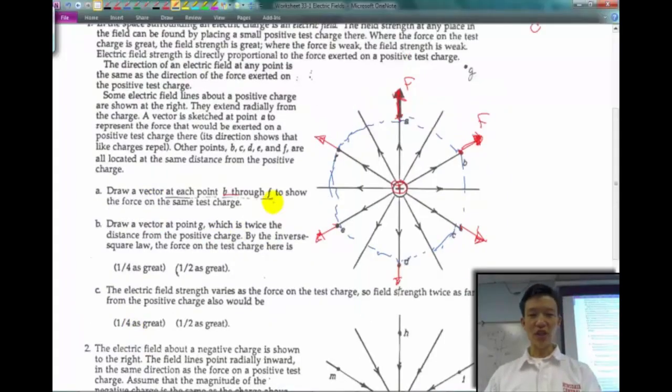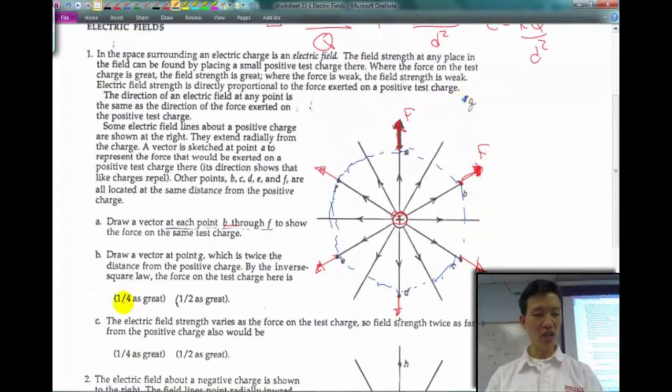Anyhow, next question. If we draw a vector at point G, which is way up here, point G is twice as far from the source as the other charges. So you tell me, is the field stronger or weaker at point G? What do you think?